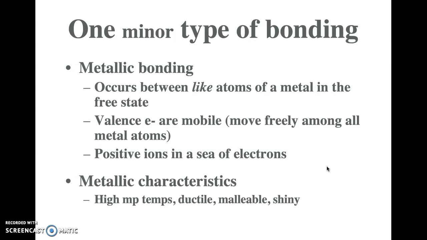The first characteristic is high MP temps. MP stands for melting point, right? So metallics or metals have very high melting points. In order to melt these, you've got to get up to very, very high temperatures. The other term you see listed is ductile. If something is ductile, that means that you can pull it or draw it out into a wire.